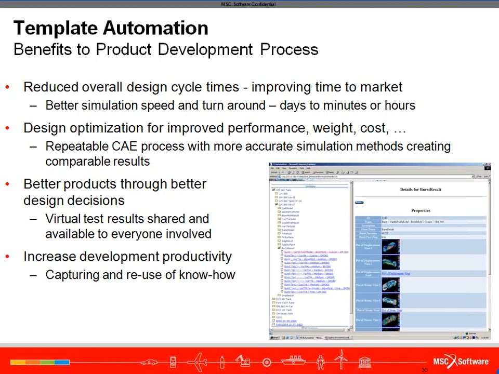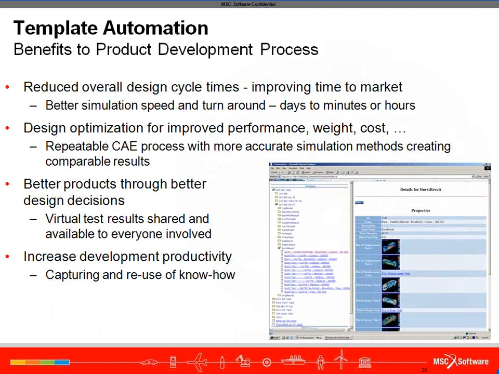Virtual test results, accessible and shared between all participants in product development, allow for better and faster design decisions based on an enhanced understanding of product performance early on in the design cycle. Last but not least, the ability to capture and reuse best practices and engineering know-how increases development productivity. As a side effect, it also helps to retain valuable corporate know-how when people retire or leave for other reasons.